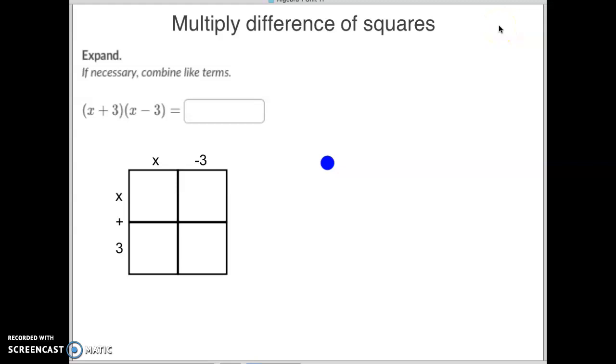So here is your first of two videos for today. This one is called Multiply Difference of Squares. You can see I've already got this first one all set up. It is the exact same thing. We are still doing these generic rectangles.